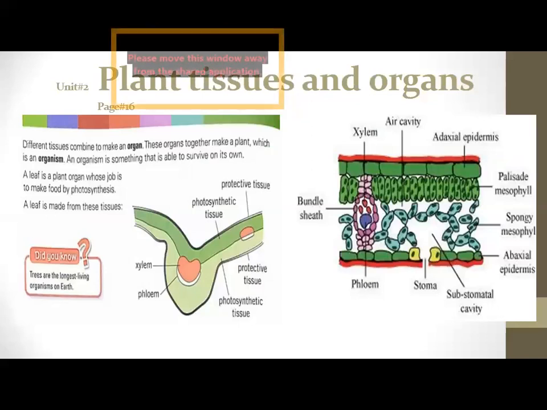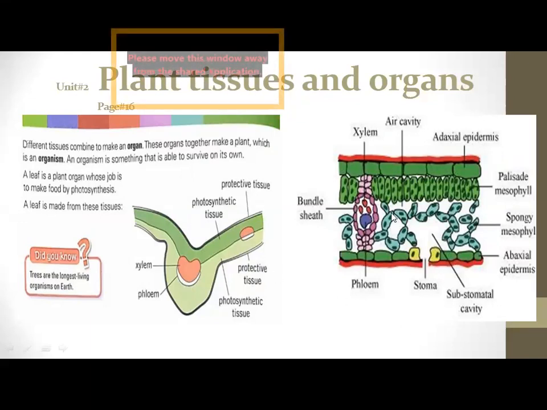A leaf is a plant organ whose job is to make food by photosynthesis. I already explained this to you. A leaf is made from these tissues. This is the structure of a leaf. You can see in this figure, these are the so-called photosynthetic tissues. The upper surface is the so-called protective tissue. Already I explained. These are the so-called xylem, and below here, these are the so-called phloem.